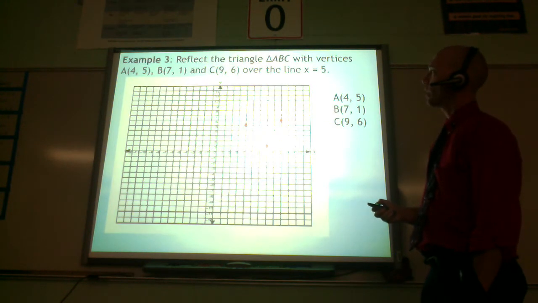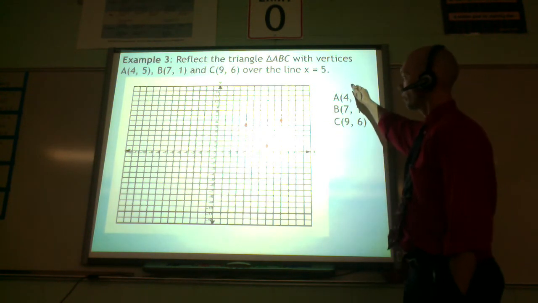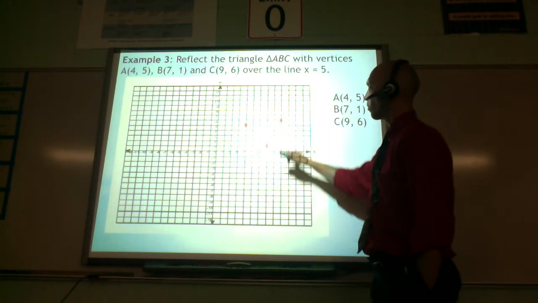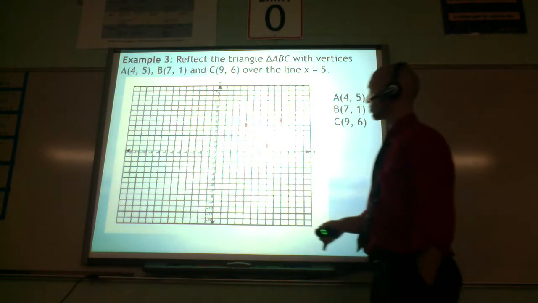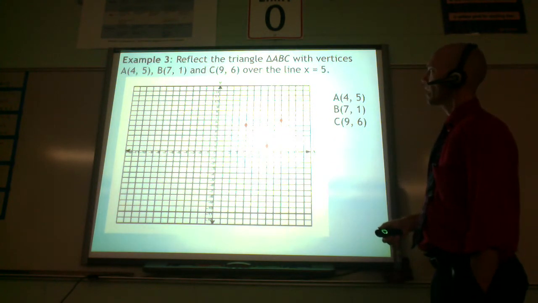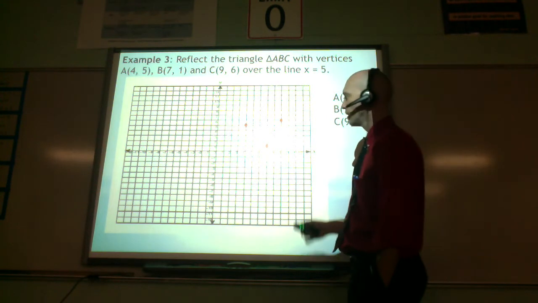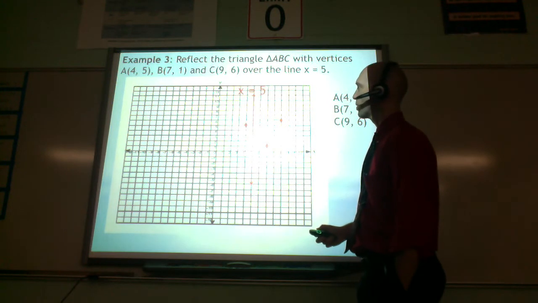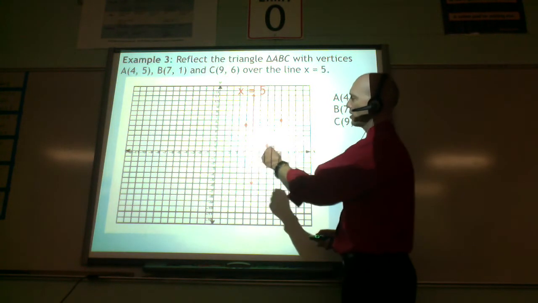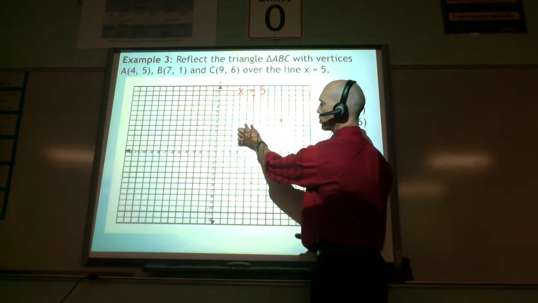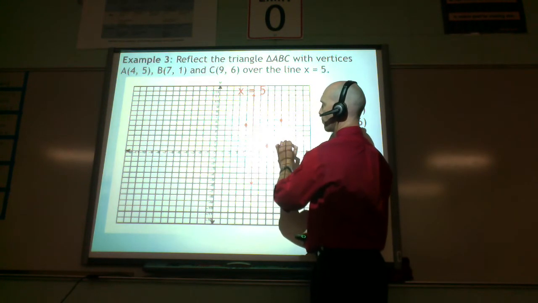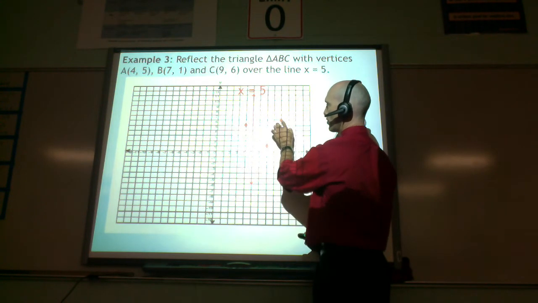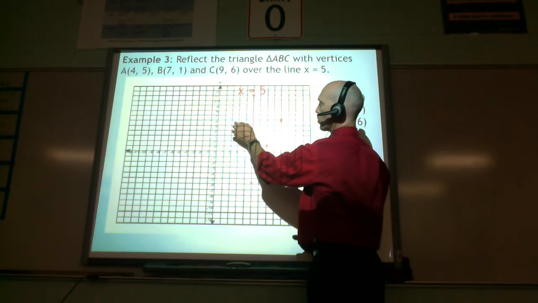All right, reflect the triangle ABC with vertices at A (4, 5), B (7, 1), and C (9, 6). Hopefully your triangles look better than mine. My lines are just the best I can get. I'll reflect over the line x = 5. Remember, the line x = 5 crosses the x-axis at 5, so it is a vertical line right there. I'm going to do the same thing, pretending it is the y-axis. How far is this point away? It's 1 away, so I'm going to go 1 over here. B is 2 away, so I'm going to go 2 over here. C is 1, 2, 3, 4 away, so I'm going to go 4 away and put it over there.